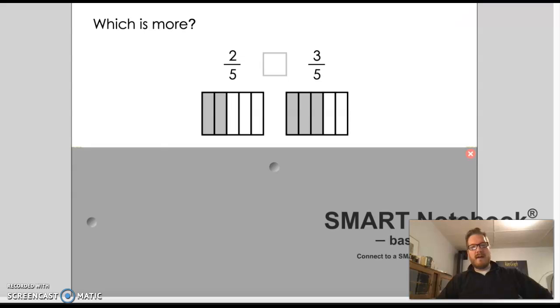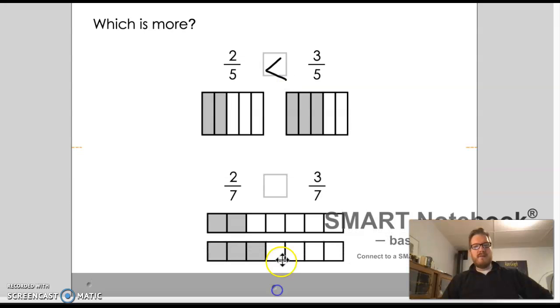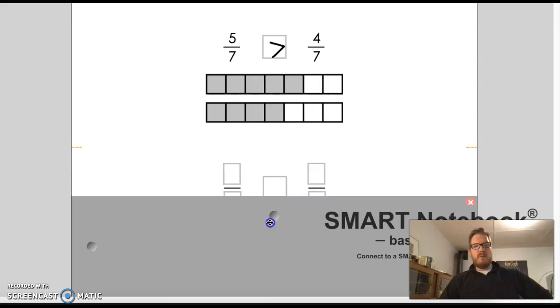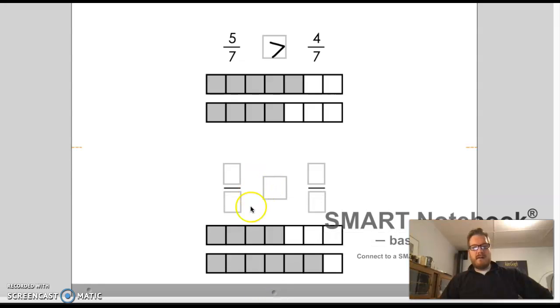So again, similar quantities. We have 2/5 of something, and then we have 3/5 of the same thing, while 3/5 is more. And here we have 2/7 of something and 3/7 of the same thing, and 3/7 is more. And here we have 5/7 of something and 4/7 of something. 5/7 is more. And now we have to figure it out on our own. So we have 1, 2, 3, 4, 5, 6, 7 is our denominator in both cases. And in this case, it's 4/7 and then 6/7, and 6/7 is more.